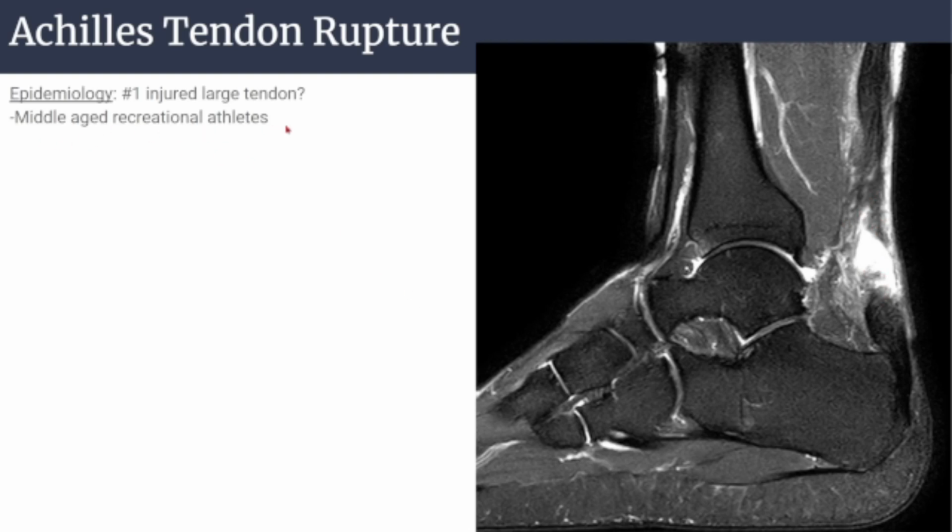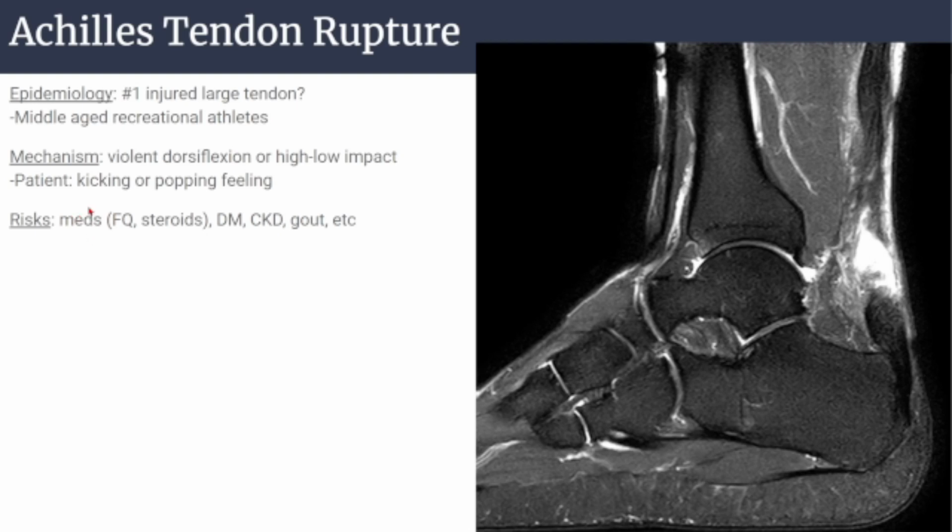Typically a middle-aged recreational athlete. So think about like a 40-year-old basketball player or soccer player, usually some type of violent dorsiflexion or a high-impact load from jumping. Patients will report feeling kicked in the back of their heel. Fluoroquinolones and steroids are classically associated with this injury. However, there are a lot of risk factors.